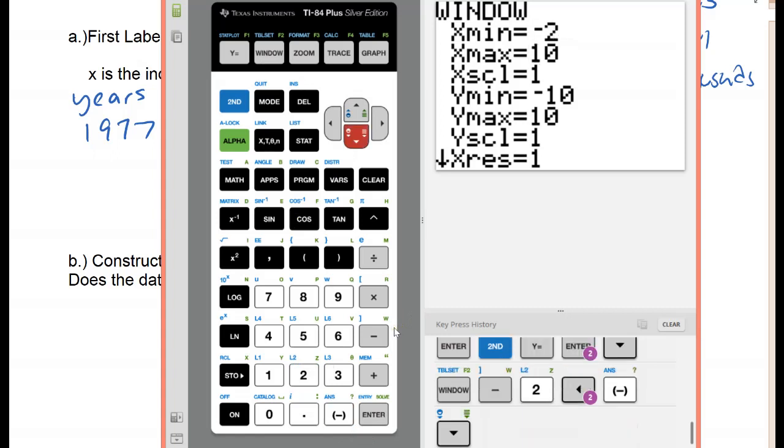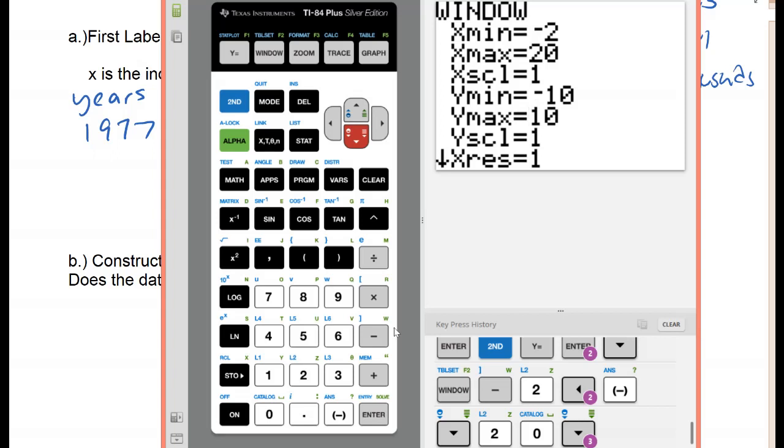Then I like to go past 16. I don't want 16 to be on the edge of my page. So I'll probably do 20. That way I can see my 16. Alright, y, I'm probably going to leave that negative 10. My y maximum, though, needs to be much, much bigger. If you left yours in millions, you'd have to go up to millions. That's why I changed it to thousands, so I don't have to go to millions.